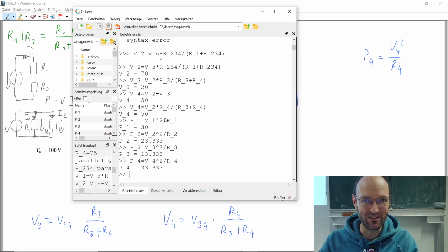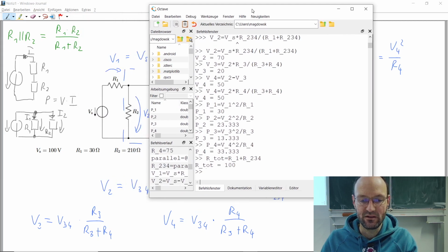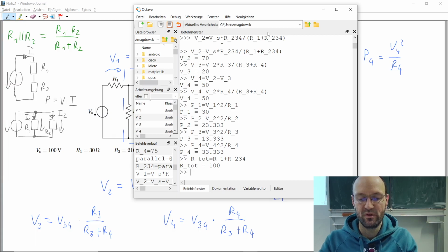Let's do it with the current, right? So we could calculate the total resistance of the circuit, and this should be R1 plus R2, 3, 4, right? Okay, so this is the total resistance, it's 100 ohm. And so now we could calculate the current through the first resistor, which should be also the same current that goes through the source. So it's the source voltage divided by the total resistance.